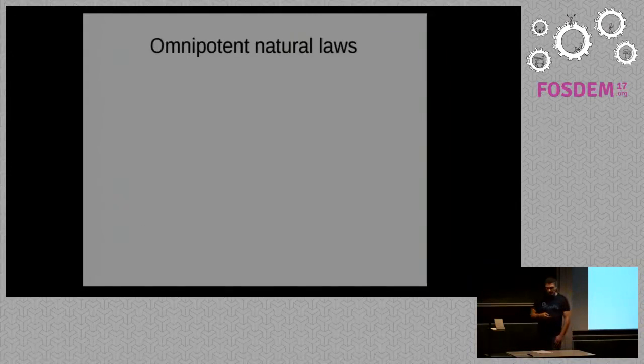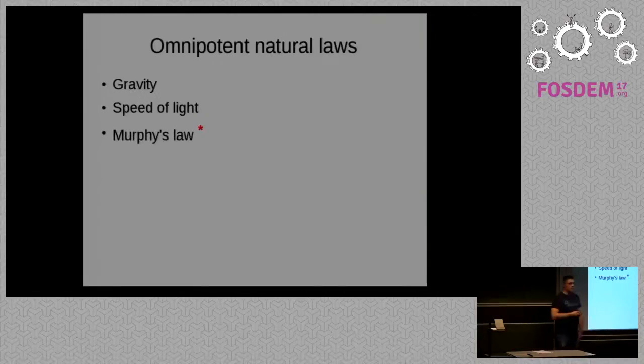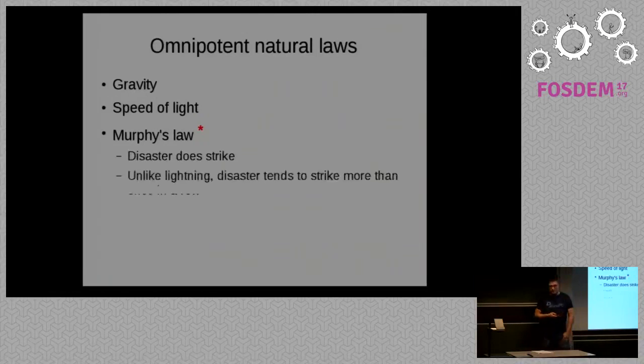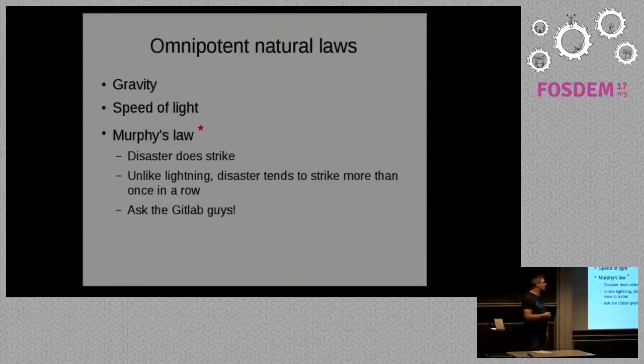So there are some natural laws that are always valid. Gravity, speed of light, Murphy. You all know what Murphy's law is. Okay. Disaster does strike. Unlike lightning, disaster does strike twice in the same place. You see that red point up here? It's the first and last time I mention the GitLab guys, but when I read that I thought, how do you mess that up? Right.